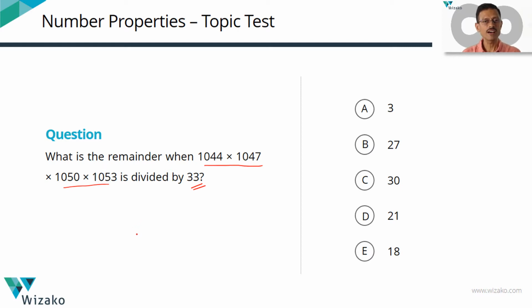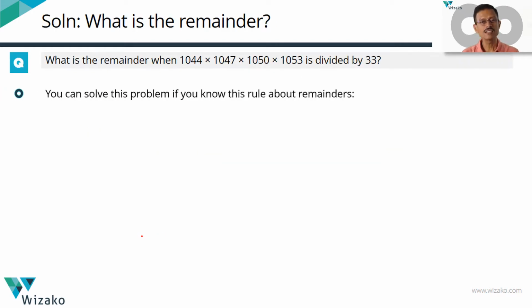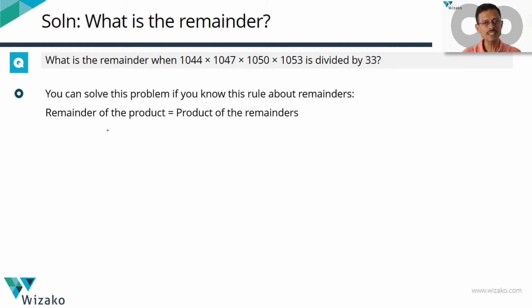In step 1, I'll introduce a very crucial property about remainders. So step 1, we're trying to find out this remainder. The property of remainder that I want us to know is basically this: the remainder of the product is equal to the product of the remainders. What it essentially means is this. You compute this product and then divide it by 33 and then find the remainder. So that's finding the remainder of the product.